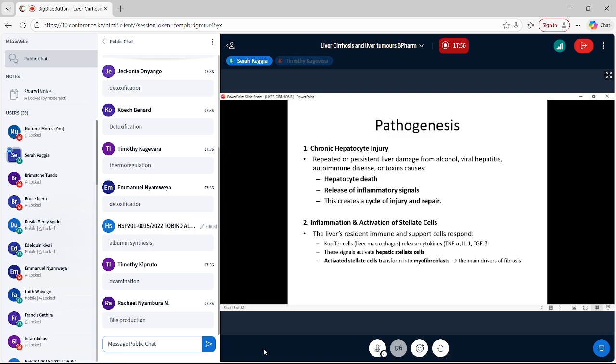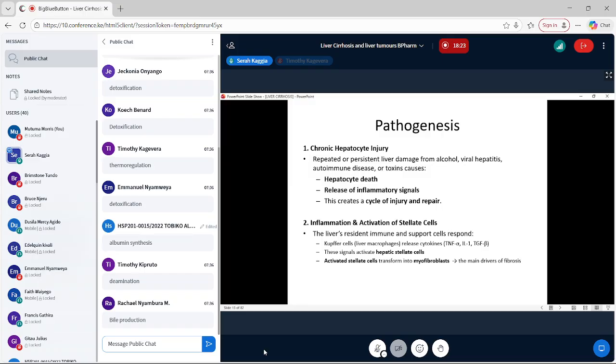Things, because they're chronic, are going to heal and repair. Okay, there's a cycle like that. So what happens with the inflammatory process? The inflammatory cells, when they come in, are trying to fight. They'll produce cytokines. The liver macrophages are going to produce your interleukin-1, etc. Then some of these things released by the macrophages are going to activate your stellate cells.